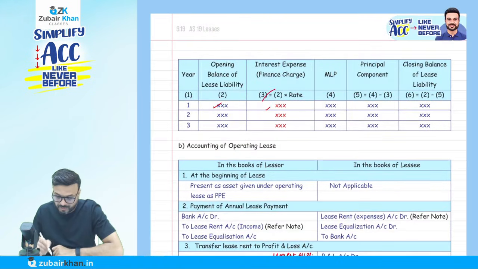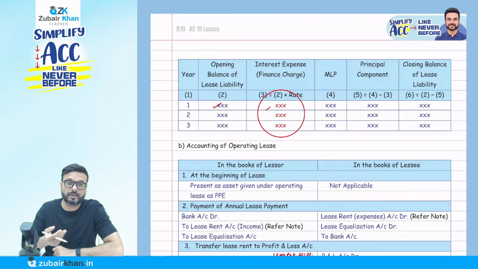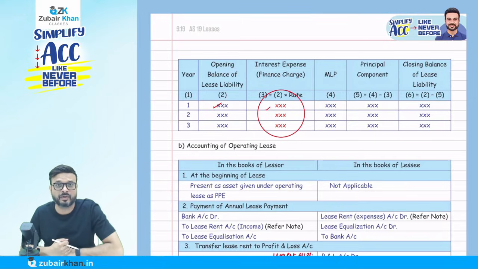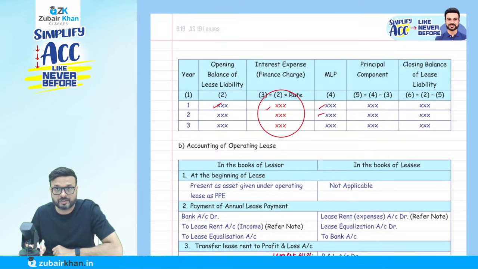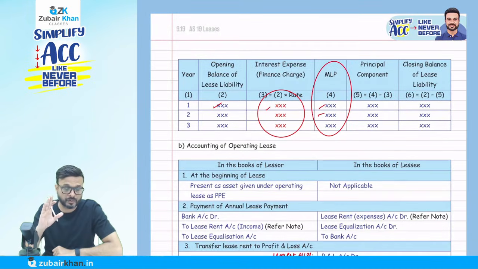So this is the interest amount: whatever the outstanding lease liability is, we have to multiply it with the rate of interest. And then if we write down any minimum lease payment, what is the principal component? Because when we take the minimum lease payment, I'm not talking about the present value, I'm just saying the minimum lease payment.